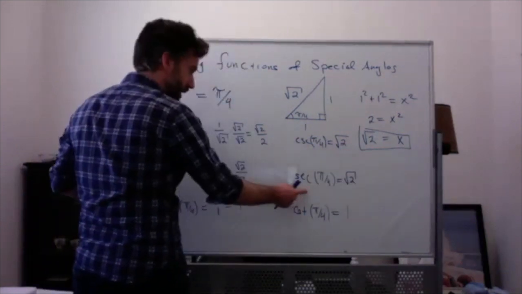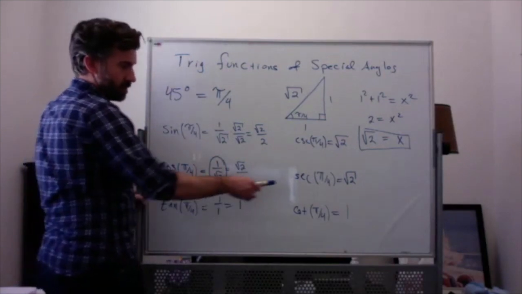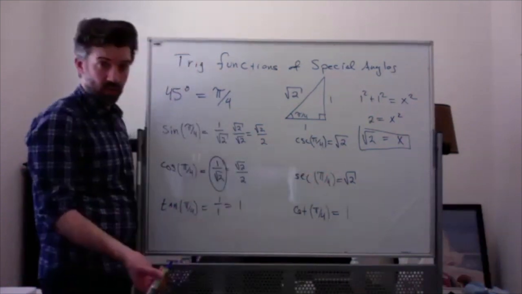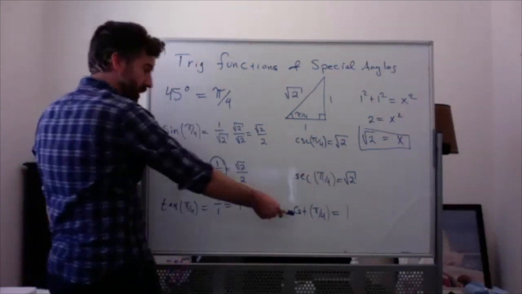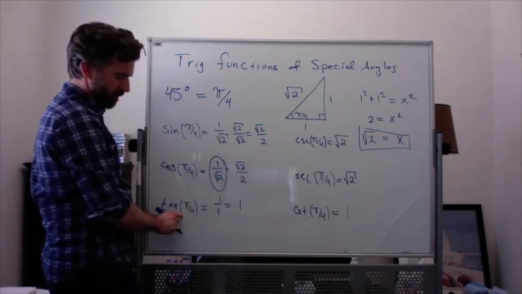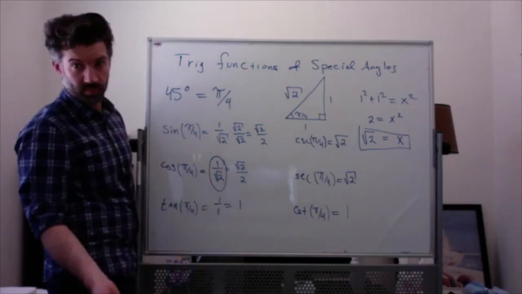The same thing for secant, right? Cosine of pi over 4 was 1 over root 2. Secant is the reciprocal, so secant of pi over 4 is root 2 over 1, which is just root 2. And the same is true for cotangent. Tangent of pi over 4 was 1. Cotangent of pi over 4 is the reciprocal, but 1 over 1 is just 1.